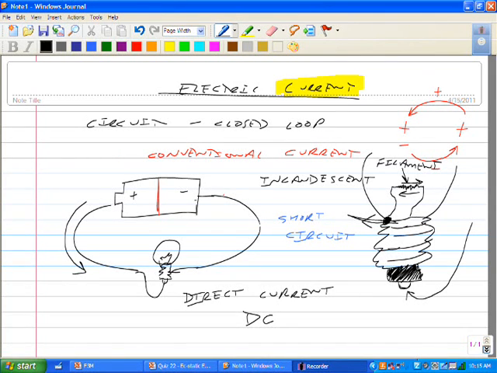Is that why the battery's open? Mm-hmm. Yes. Oh, it's the other way around.